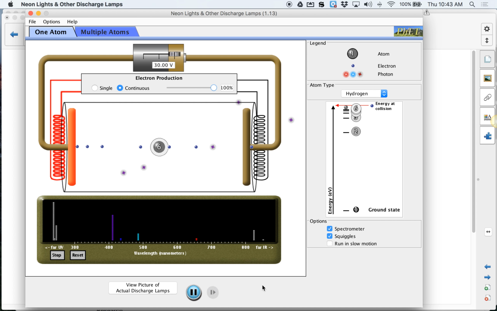There's a bright red. Does it only go up to 6 or what? In this simulation, hydrogen only goes up to 6. Yes. No.